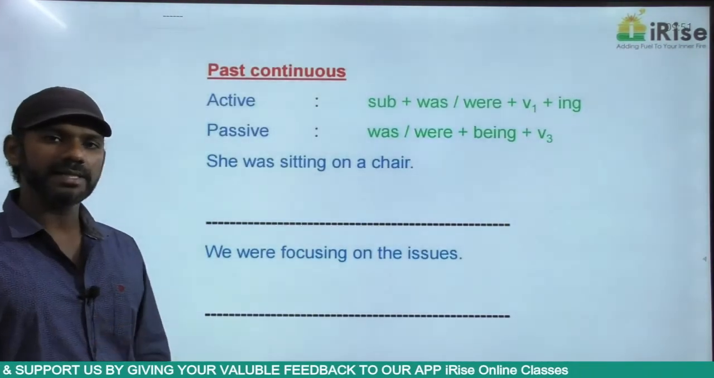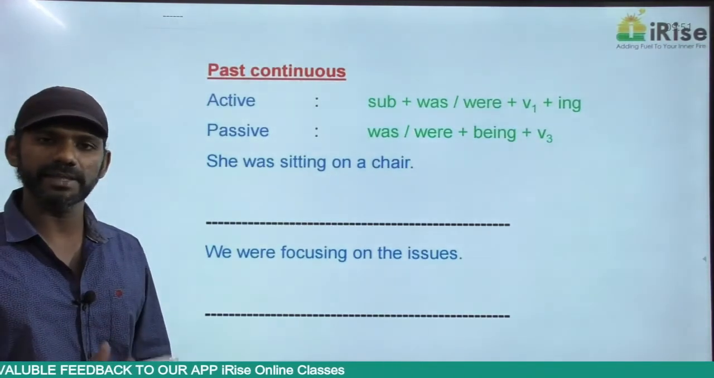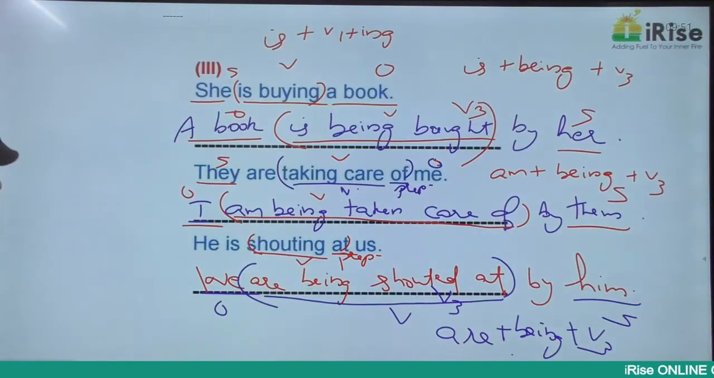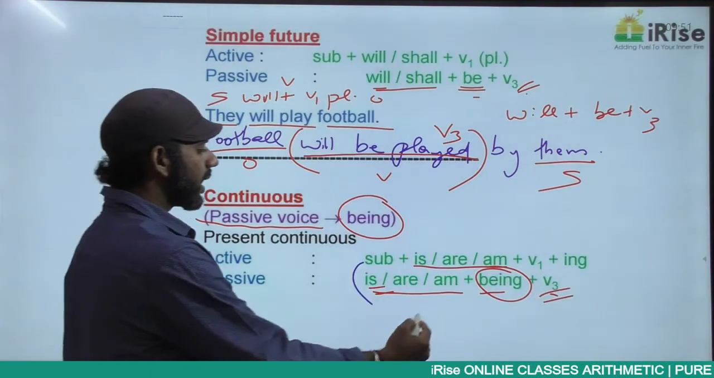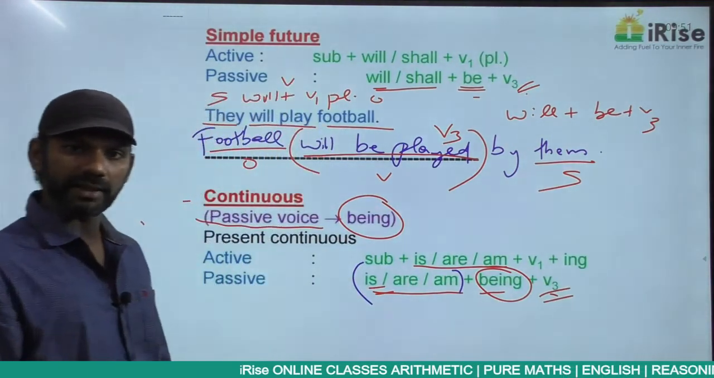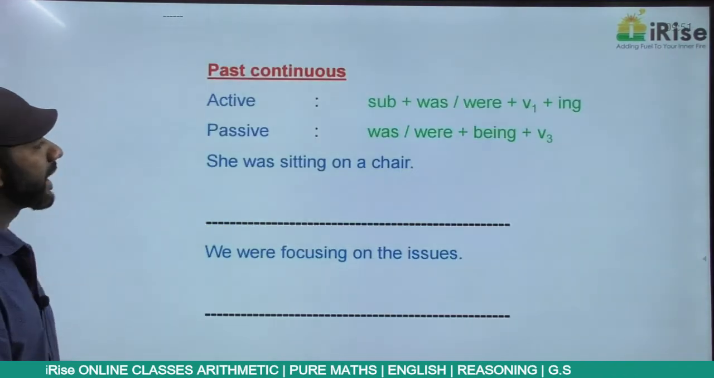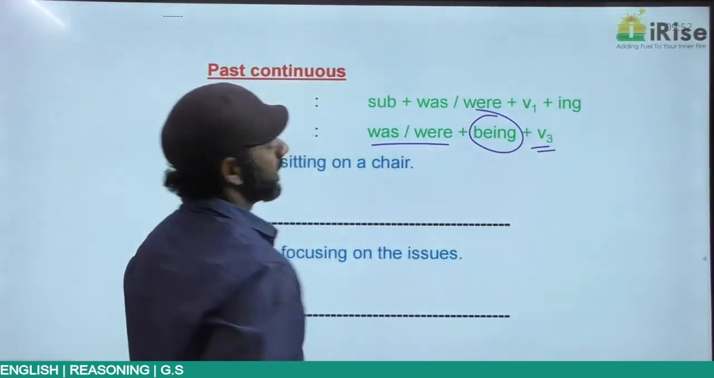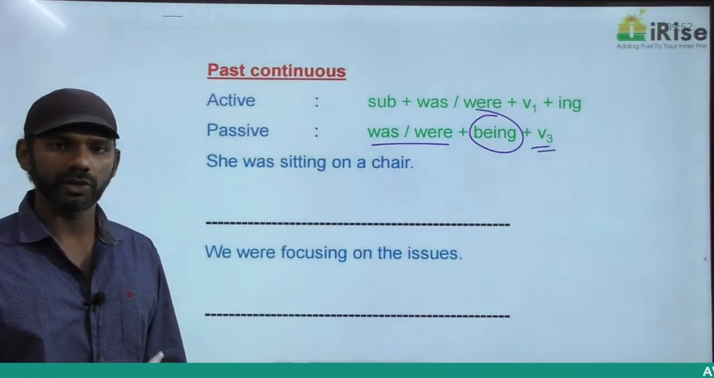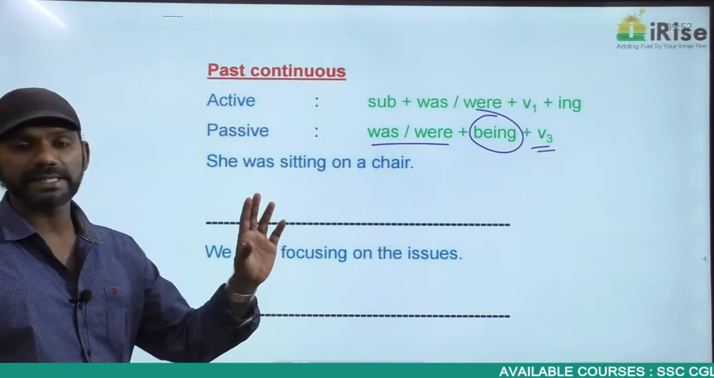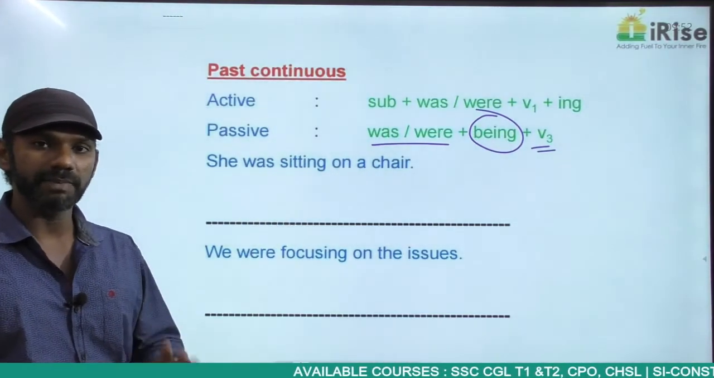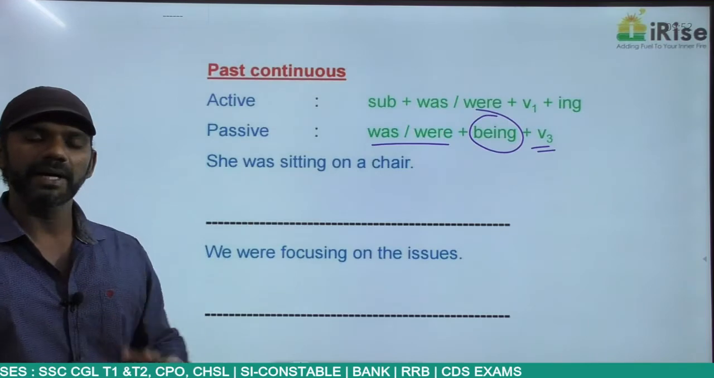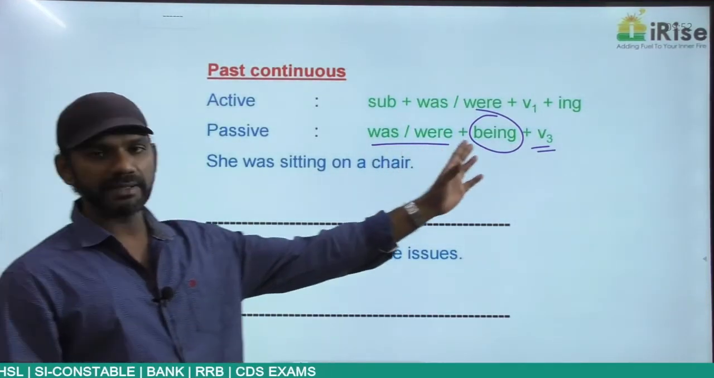The structure of past continuous in the active voice is subject plus was or were plus V1 plus ing. The structure of present continuous in the passive voice is is, are or am plus being plus V3. So what must be the structure of past continuous in the passive voice? Was or were plus being plus V3. Replace is, are and am with was or were. Clear? So was or were plus being plus V3 is past continuous passive voice: being because it is continuous tense, V3 because it is passive voice. So if a past continuous tense is in the passive voice, it must be in this structure.